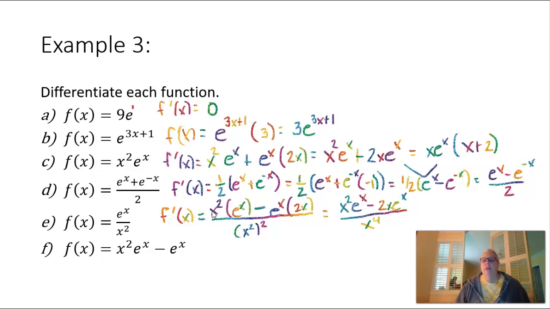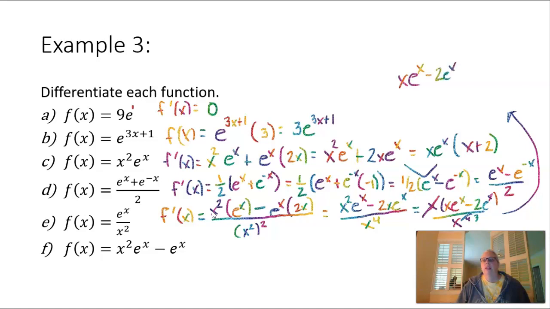This is actually reducible because if we factor out that x, we'll have x times the quantity x e to the x minus 2e to the x over x to the 4th, and now I can cancel that x with one of those, and we're going to be left with x e to the x minus 2e to the x over x to the 3rd.